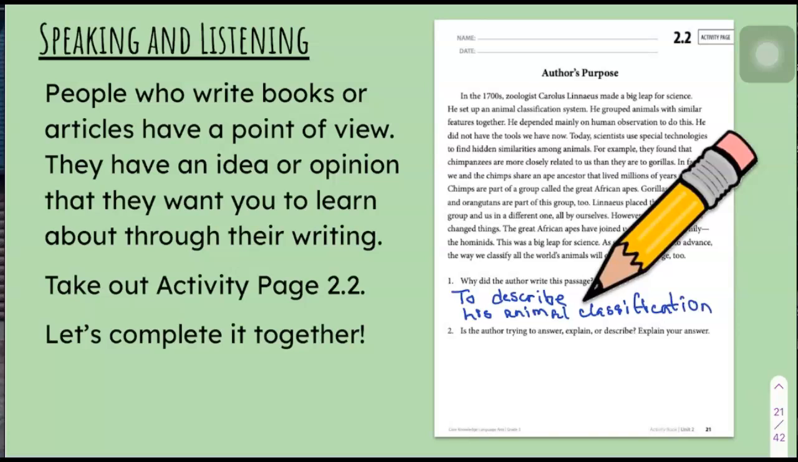Now, I don't think that if you would write that his purpose was to explain, it would be wrong, because in number 2, we get a chance to explain our answer. So if you said that his purpose was to explain, you could write that he's telling us about his animal classification system. If you write that his purpose is to describe, you could tell us that he's describing how his system works. Okay? So as long as you can support your answer and it makes sense, it could possibly be more than one purpose.